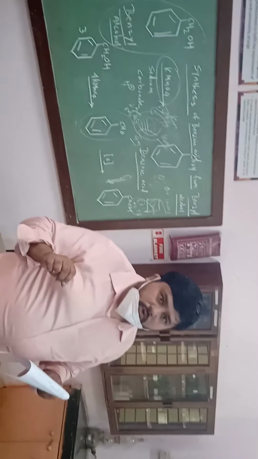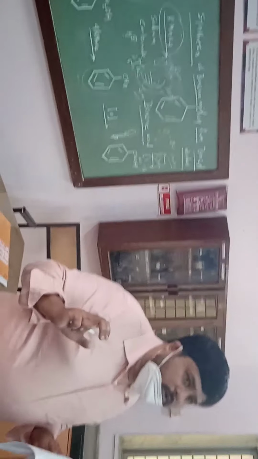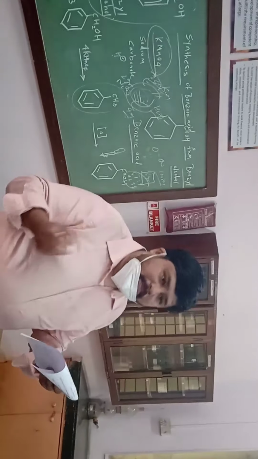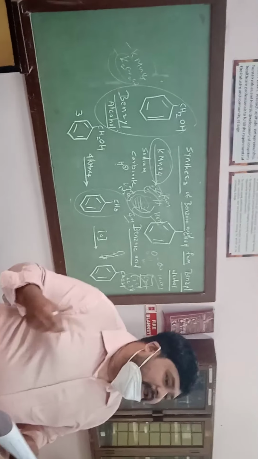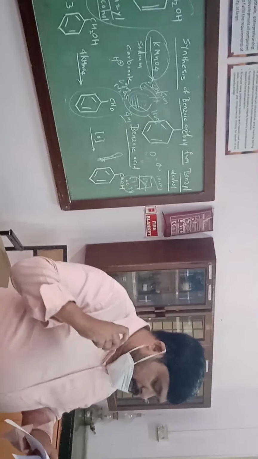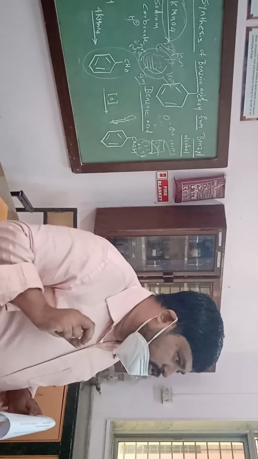Step 2: in the 250 ml round bottom flask, take 4 ml of benzyl alcohol. Don't pipette out, use a safety bulb, rubber bulb. In the 250 ml round bottom flask, add 100 ml of KMnO4 solution. Use a measuring cylinder. Don't pipette out. This is a rule that you have to follow.